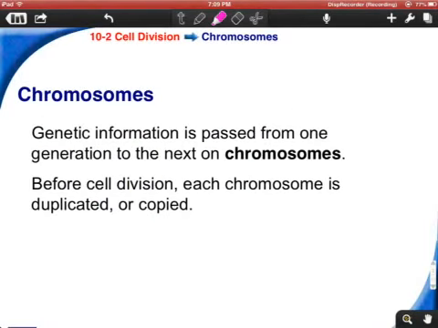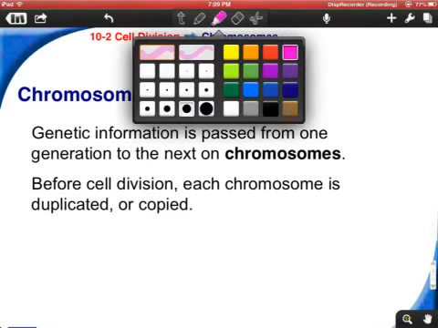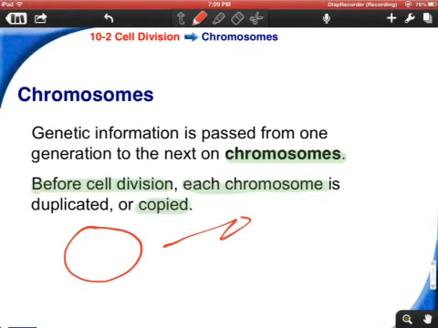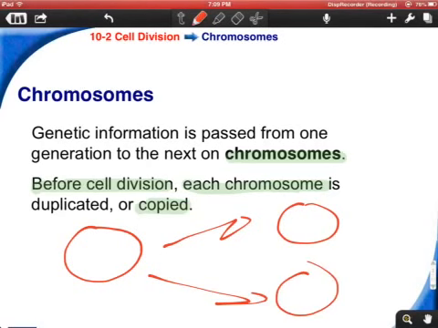Now, in order for information to be passed on from one generation to the next, we need to store this information in our chromosomes. And before cell division can occur, each chromosome has to be copied. That means that when a cell divides and turns into two brand new cells, we need to make sure that each cell has the exact same genetic information.